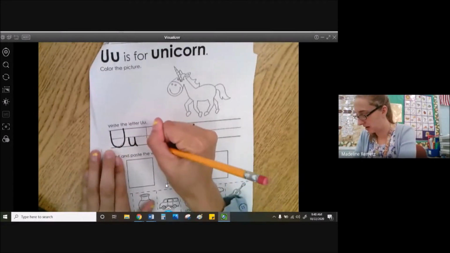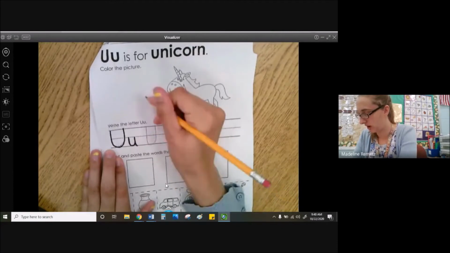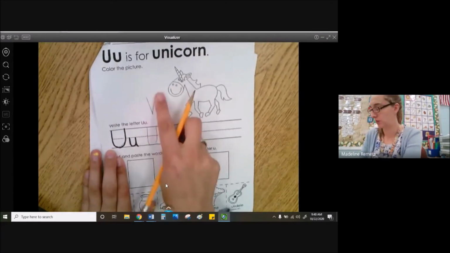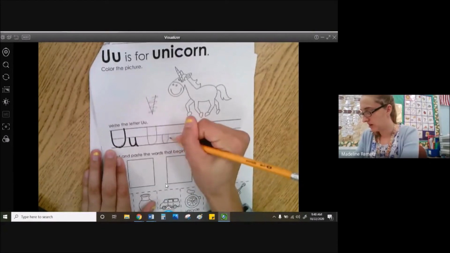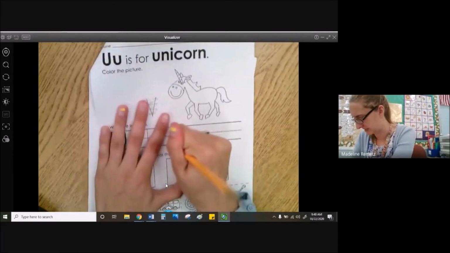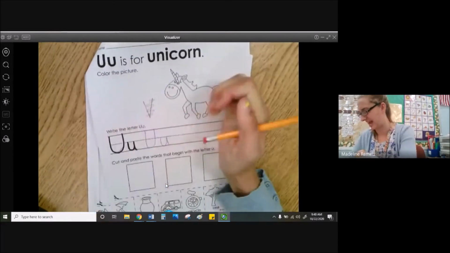Practice your uppercase U, but make sure you're not going down with a sharp end because then it's a V. And practice your lowercase u, but make sure you're not having that little leg stick up too much because then it becomes a W and we can't have that.